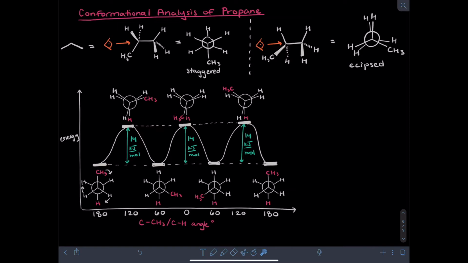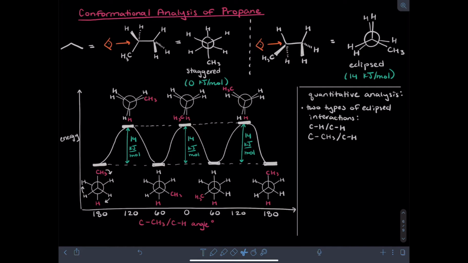But the eclipsed conformations in this case are 14 kilojoules per mole higher than the staggered ones, so slightly larger than what we saw in the case of ethane. I can see from this diagram that relative to the staggered conformation, the eclipsed is 14 kilojoules per mole higher in energy. I want to evaluate this value a little more to determine why it's higher in energy than the previous example for ethane.